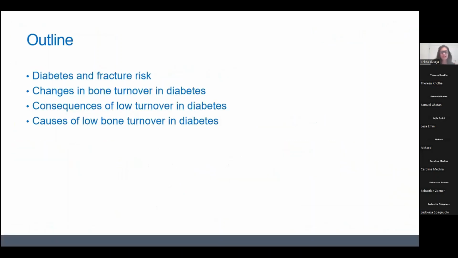So this is going to be the outline for my talk today. I'm going to touch on diabetes and the fracture risk associated with it, the changes in bone turnover in people with diabetes, the consequences of low bone turnover, as well as the causes for this low bone turnover in diabetes.